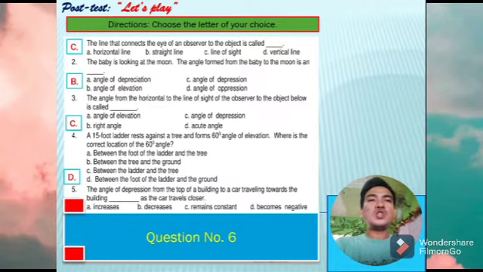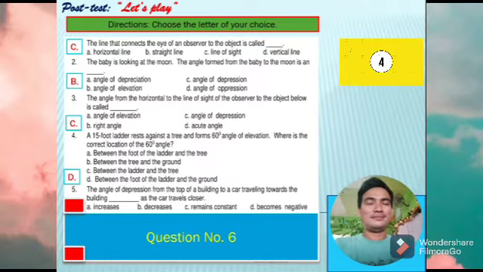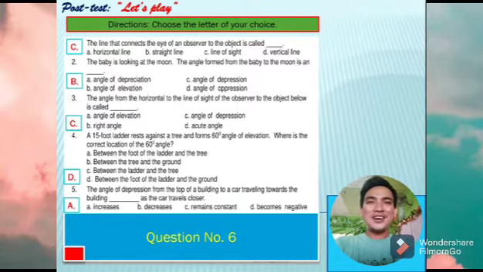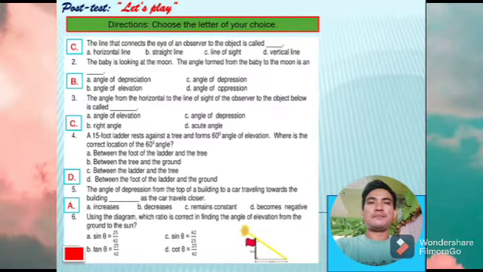The angle of depression from the top of a building to a car traveling towards the building is blank as the car travels closer. Go. And the correct answer is increases. Okay? Question number 6. Using the diagram, which ratio is correct in finding the angle of elevation from the ground to the sun? Go.